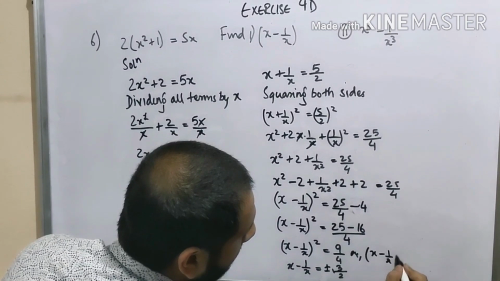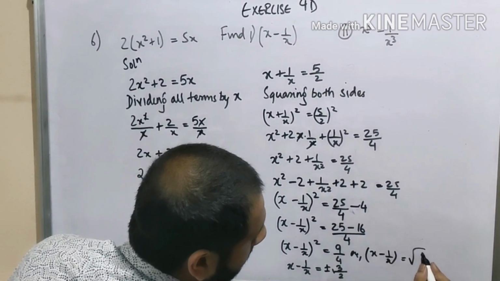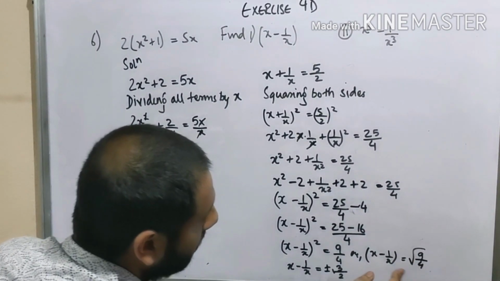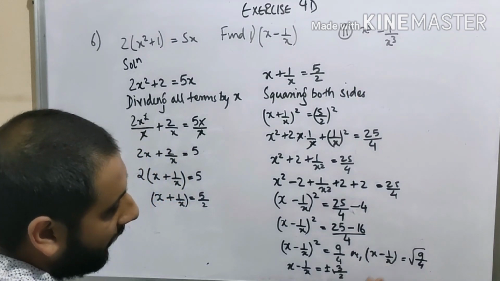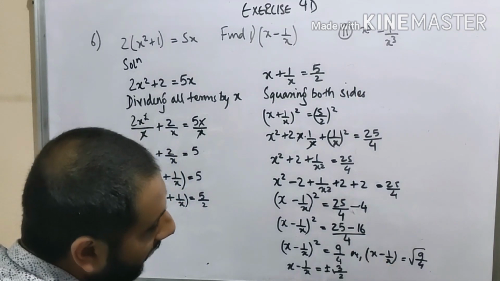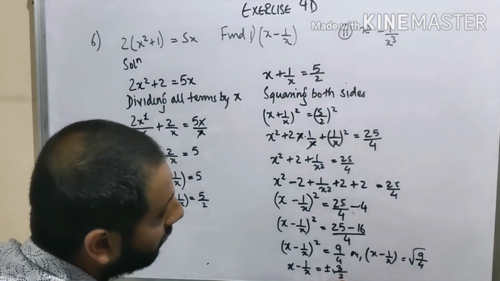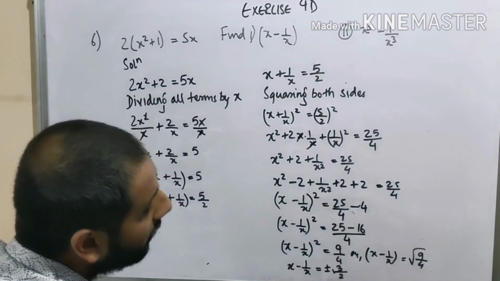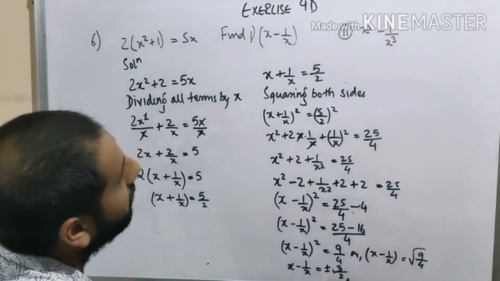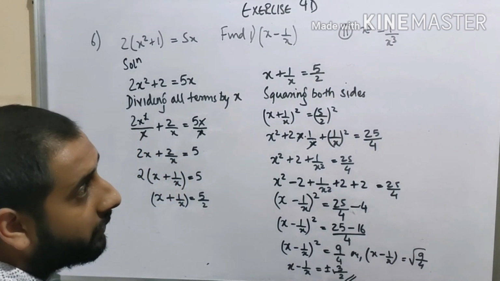Minus 1 by x is equal to under root 9 by 4. Make this step first, okay? And then you'll come to this. X minus 1 by x is under root of 9, which means 3, and under root of 4 means 2. So we've got the value of x minus 1 by x is plus minus 3 by 2. Okay, this is your answer.